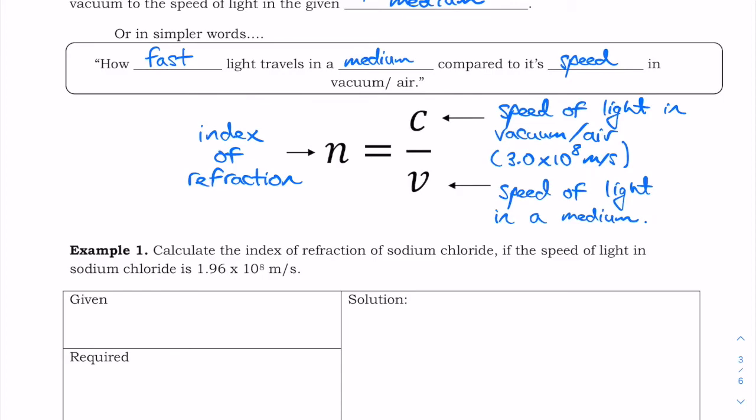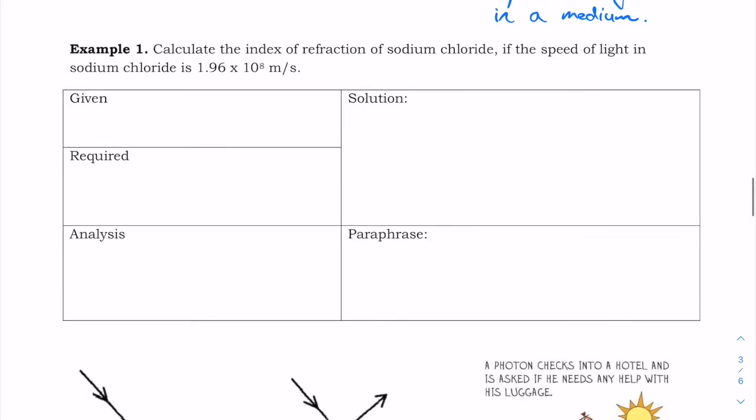Okay, let's do some practice now to show you how we do these types of calculations. In example 1, we're going to calculate the index of refraction of sodium chloride, given that the speed of light in sodium chloride is 1.96 times 10 to the 8 meters per second. Alright, so let's use the GRASP acronym to help us solve this. Remember, it stands for given, required, analysis, solution, and lastly, paraphrase.